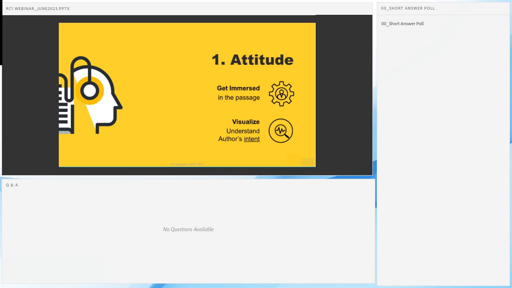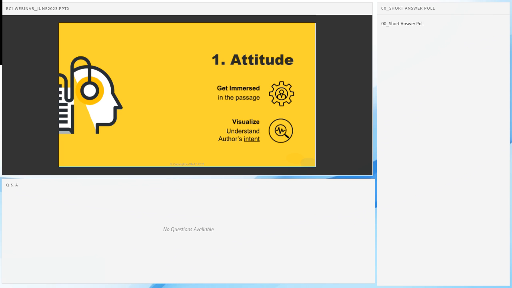One of the biggest things that's really important when it comes to acing GMAT RC is having the right attitude. Why? Because if you don't have that attitude of getting immersed in the passage, then you're not going to focus on reading like a manager and drawing inferences. You're not going to visualize information once you read this.